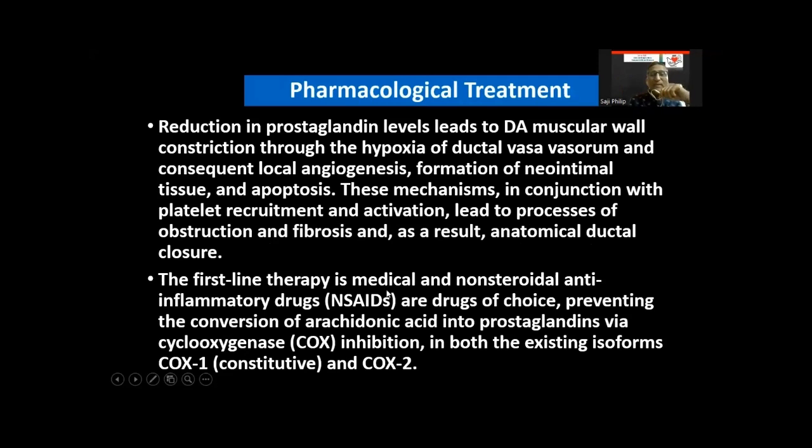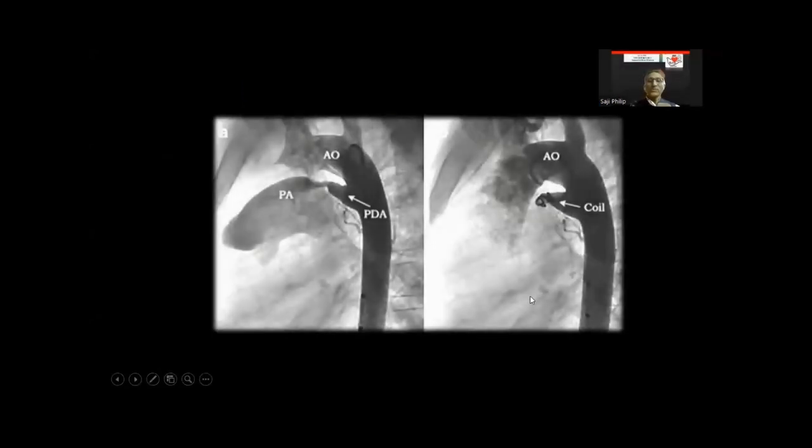The first line therapy, always we prefer non-steroidal anti-inflammatory drugs, that is preventing the conversion of arachidonic acid into prostaglandin via cyclooxygenase COX inhibition in both existing isoforms, COX-1 and COX-2. That's what I said. The indomethacin will act through COX-1, ibuprofen through COX-2. With COX-2 action, the constriction of the artery will be a little bit lesser, so that the renal damage will be lesser. So this is a finger-like PDA, and this is type A PDA, and the coil closure.